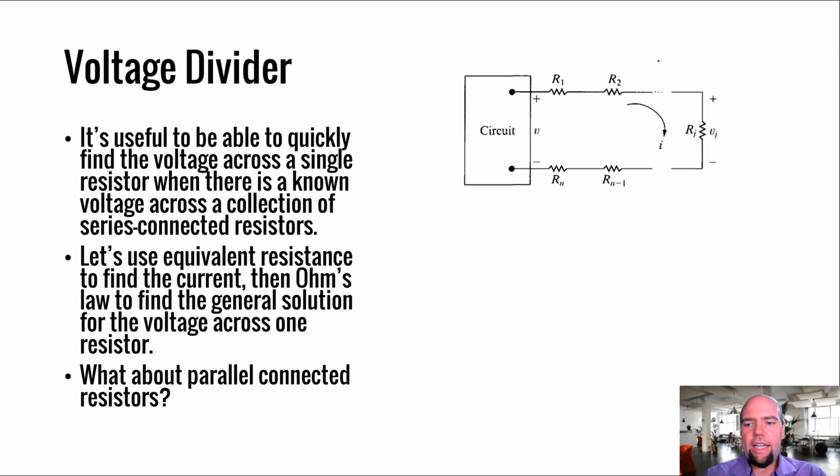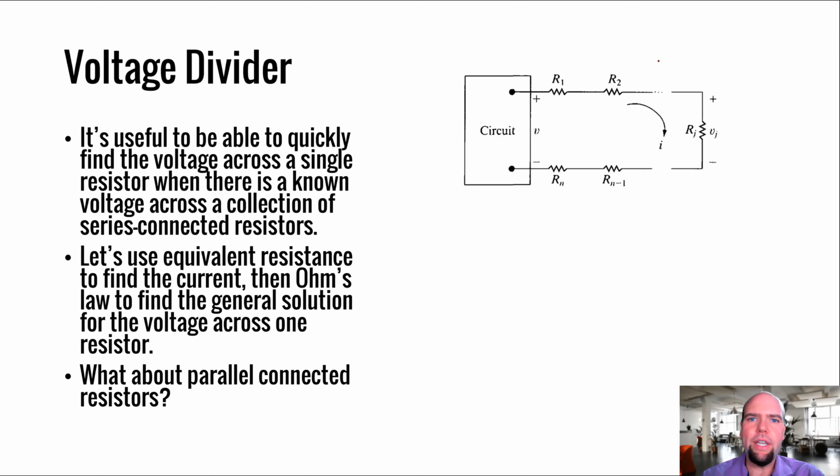To begin, we talked last time about a collection of resistors being in series. And one of the things that's most important for us to find, if we have a known voltage across a collection of resistors that are in series, it's quite often useful for us to find what's the voltage across one of those resistors. This is a common question, and it's what brings us to this technique called voltage divider.